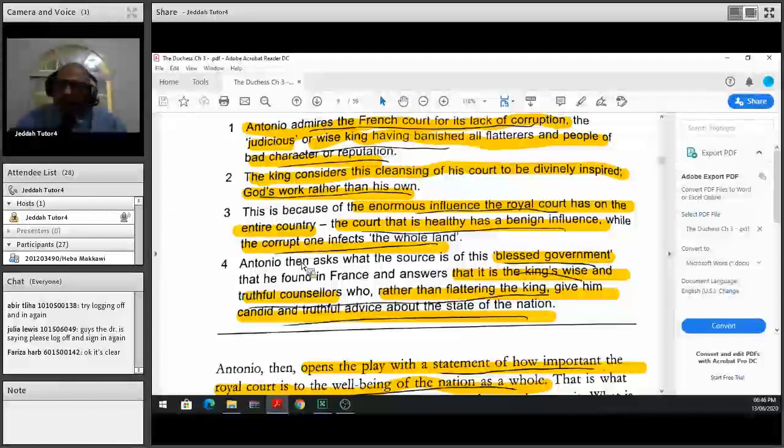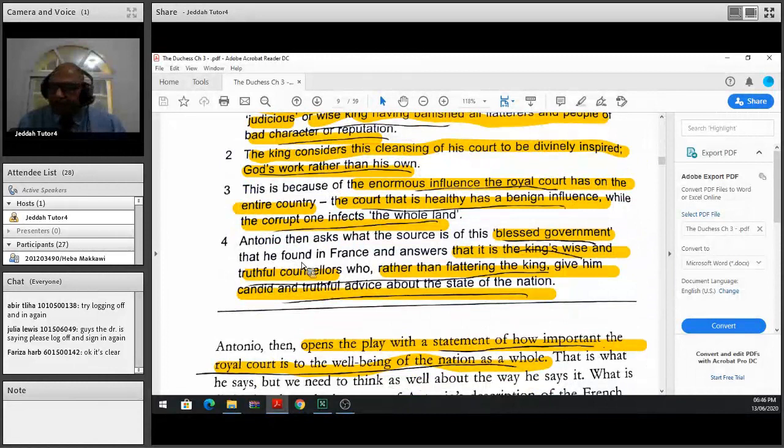Also, the king considers this cleansing of his court to be divinely inspired. He believes that this is commissioned by God. God is ordering him to cleanse his court of flatterers. So it's God's work rather than his own. He is only acting out the will of God, if you like.